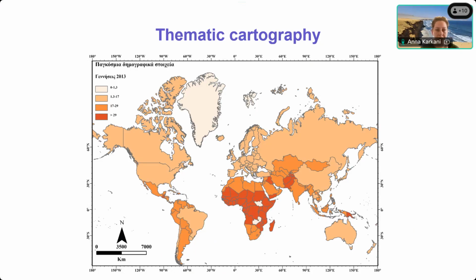This is also a thematic map. Here you can see the distribution of population for the year 2013. Okay, so again, we have this type of thematic mapping. It's more simplified, let's say. Okay, and here what we had in our database were numeric values that we could use in order to create this map.